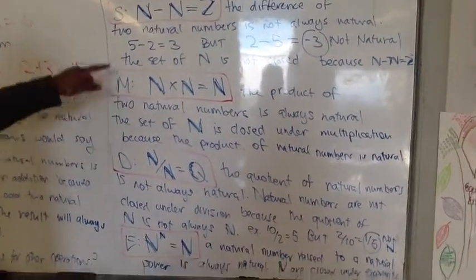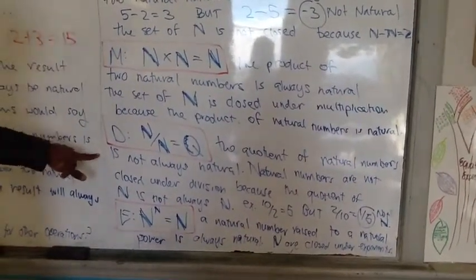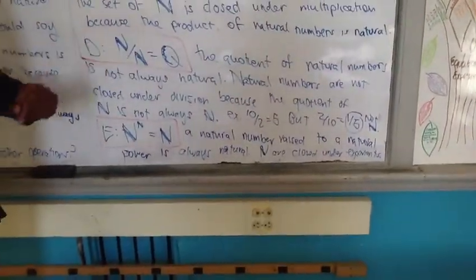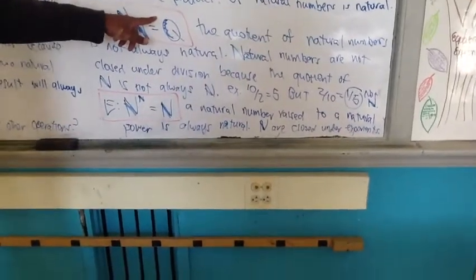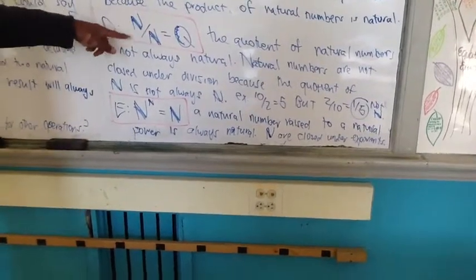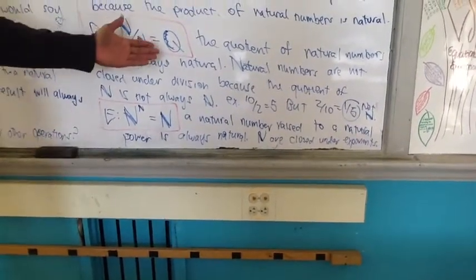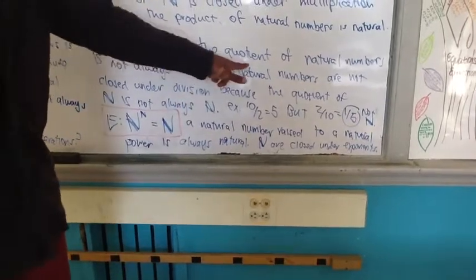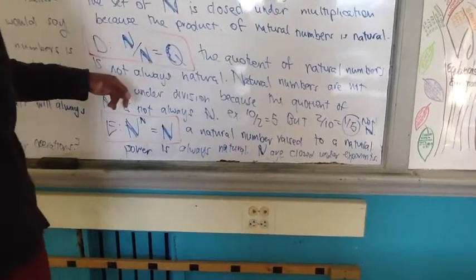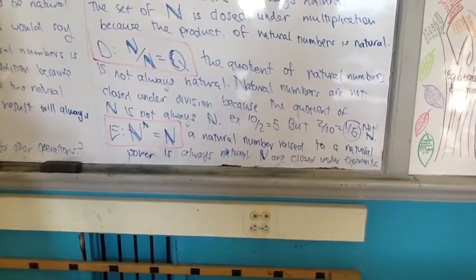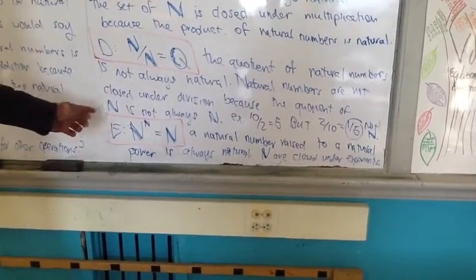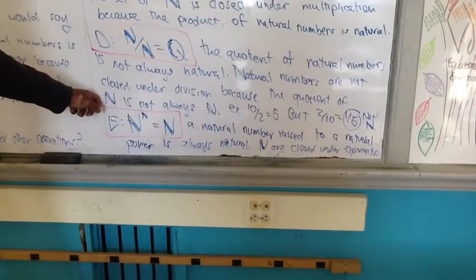But for here, these sets that are not closed, subtraction and division, we tried to highlight some examples. So here we have N divided by N is Q. Q from our conversation about the number sets is a rational number, and so here we see when we divide two natural numbers, we get a rational number. It says the quotient, that's the result of division, and actually what the Q stands for, of natural numbers is not always natural. Okay? So natural numbers are not closed under division because the quotient of natural numbers is not always natural. It's written out in words.